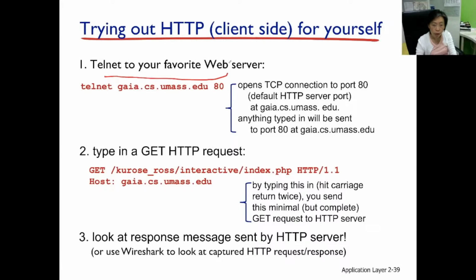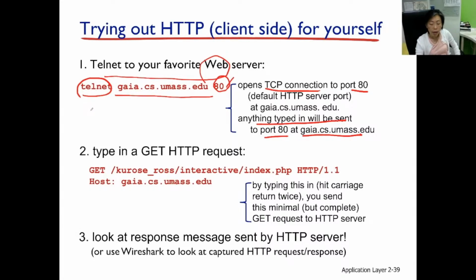Telnet to the favorite web server here, and we're going to use this machine that the textbook author has set up for us. So we'll telnet to gaia.cs.umass.edu at port 80. What it does is open the TCP connection to port 80 where a web server is already running. Anything typed in will be sent to port 80 at this guy. Telnet is a remote login application, just like SSH or RSH, another remote login command for native Unix users.